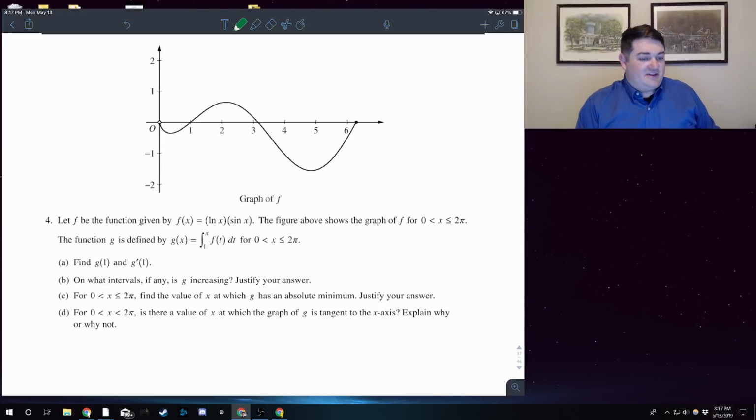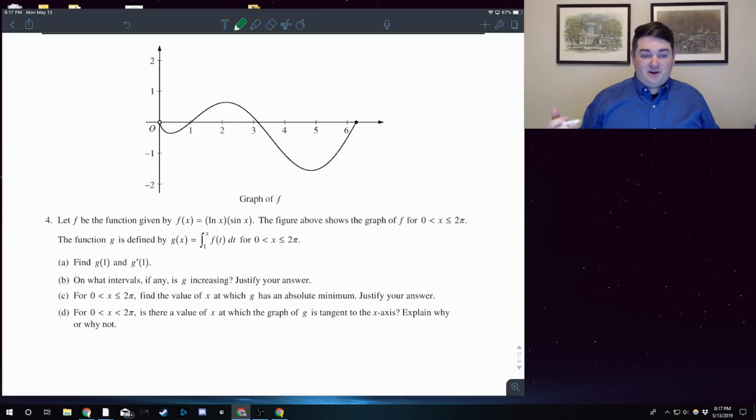This is the 2008 AB number 4, so non-calculator. We've got, let f be the function given by f of x equals natural log x times sine x. The figure above shows the graph of f from 0 to 2 pi. The function g is defined by g of x is the integral from 1 to x of f of t dt, for x from 0 to 2 pi.